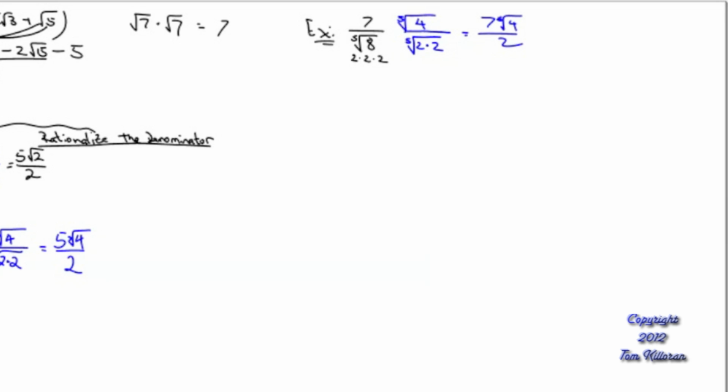It's a little crazy. You don't usually see it. It's just a mental exercise. All right, how about something like this? 7 over 5 minus 3 square roots of 2.